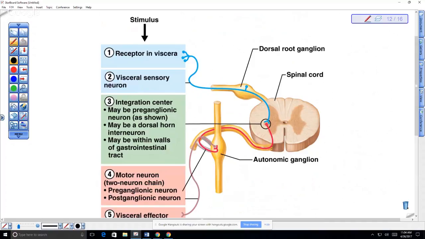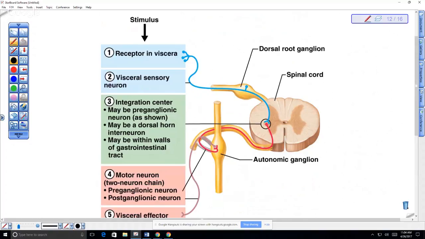And then it comes out, and then it can go to the visceral effectors. So it could go out to the lungs, for example, and cause them to dilate, so you can breathe more easily. Okay. So that is what is referred to as a visceral reflex.